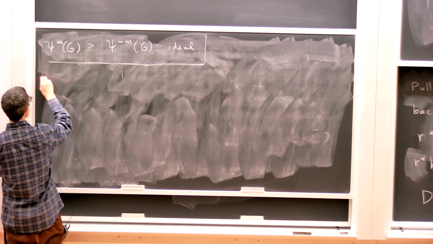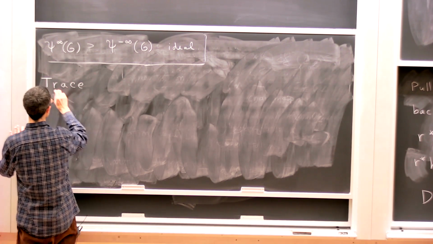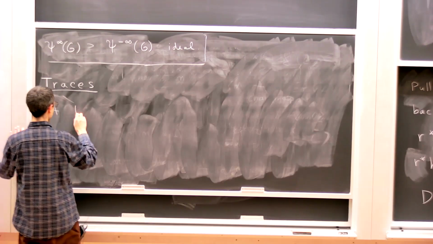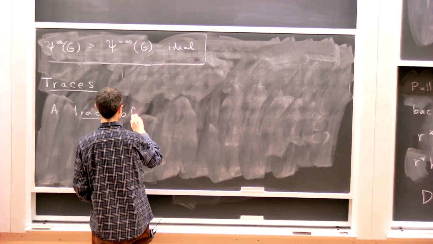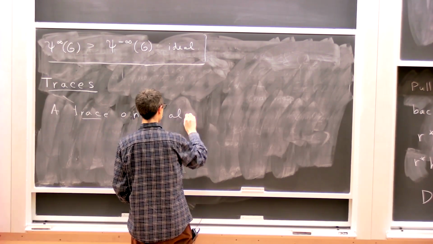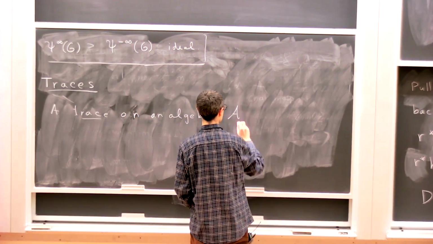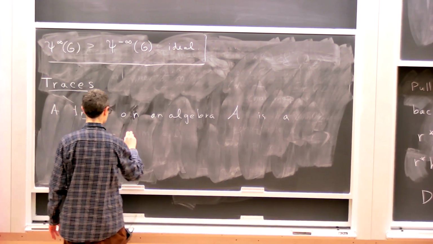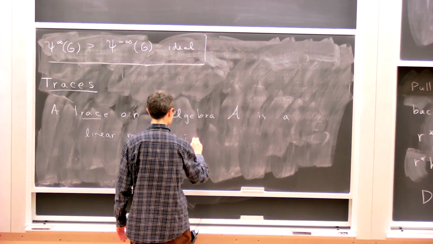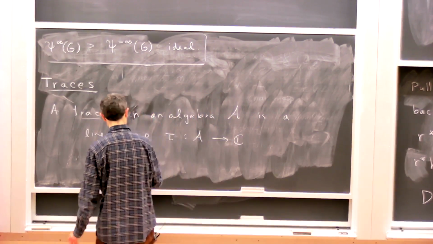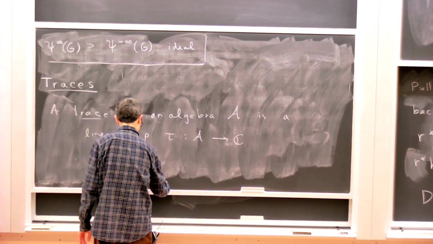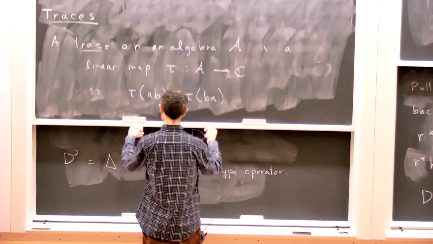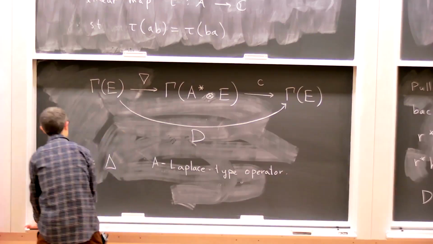Next thing I should say a little bit about is what is a trace. So a trace on an algebra A is just a linear map, say tau from A to complex numbers, with the property that tau of AB is tau of BA. So that's what I mean by a trace.